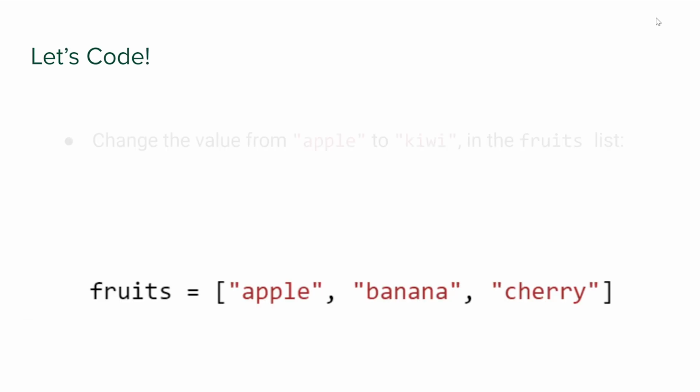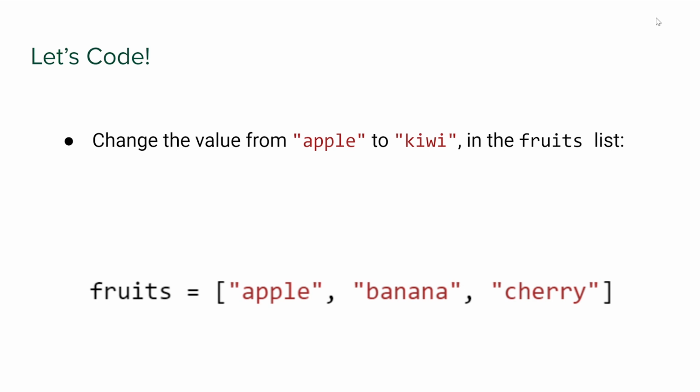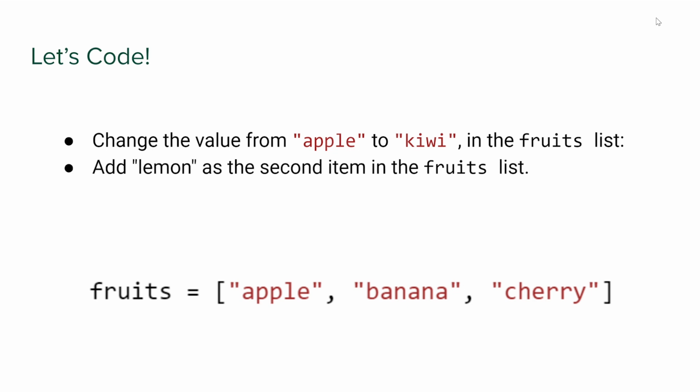So let's code. Change the value from apple to kiwi in this fruits list. We're talking about changing list values, which I talked a little bit about earlier. If you forget, go back and rewind the video a bit, and I'll explain it in that particular instance. Now add lemon, as the second part of this question, as the second item in the fruits list.